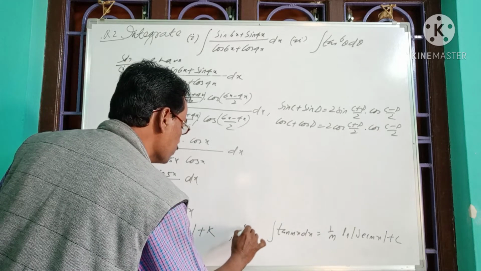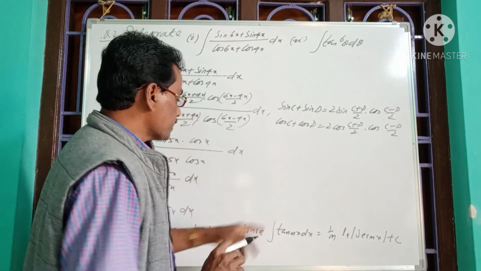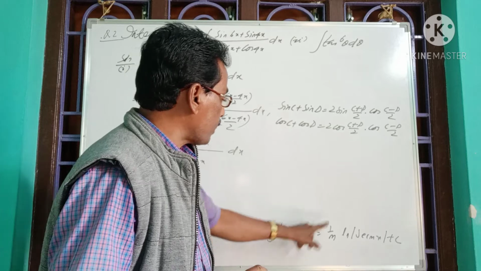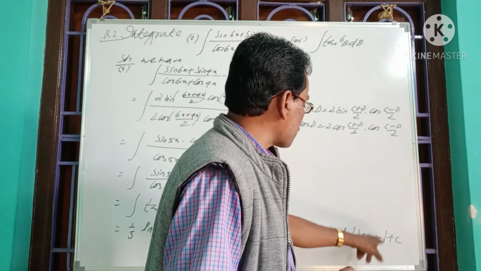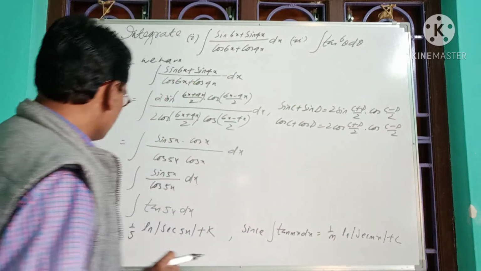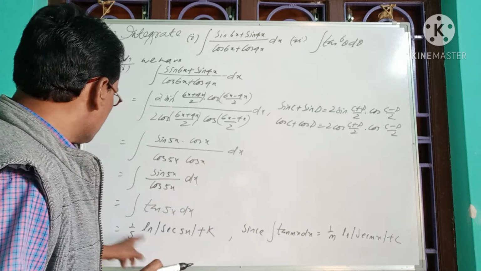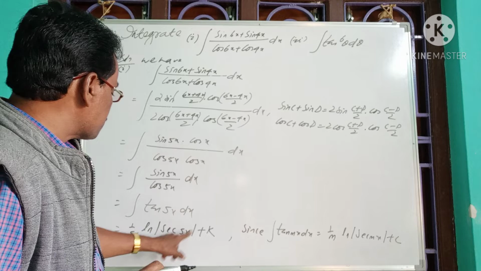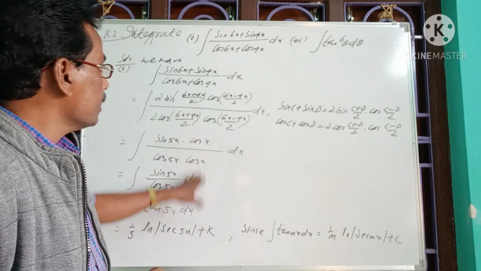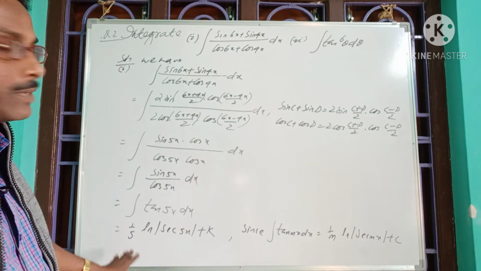Here we used the formula that the integration of tan mx with respect to x is equal to 1 by m ln of mod sec mx plus c. In this process we were able to integrate tan 5x with respect to x, which is 1 by 5 ln of mod sec 5x plus k. Hence, in this process we completed the integration of the given integrand.